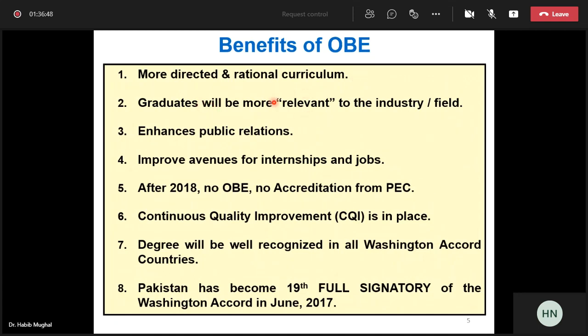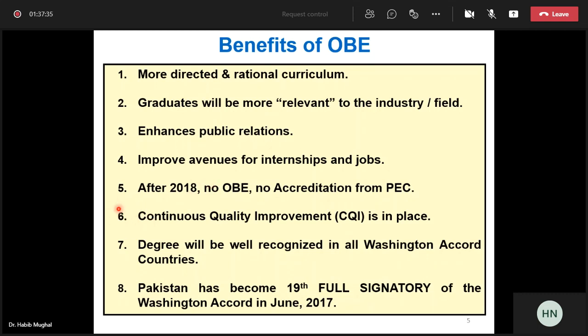Secondly, graduates should be more relevant to the industry. Whatever is required in the industry, we produce like that. The third is enhancing public relations. Of course, we have more relationships with the industry, and the faculty would have good relationships with the industry people. Number four, improved avenues for internships and jobs. Once we have more relationships with the industry people, we can easily send our students for internships and refer them towards jobs. And after 2018, PEC says that no OBE, then no accreditation from PEC.